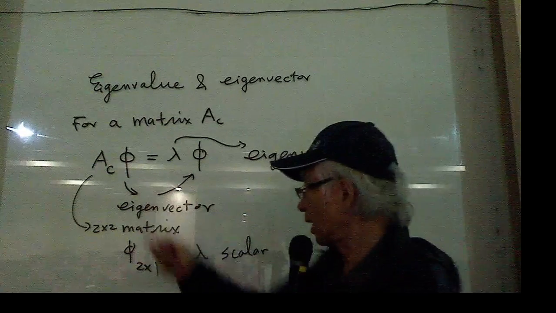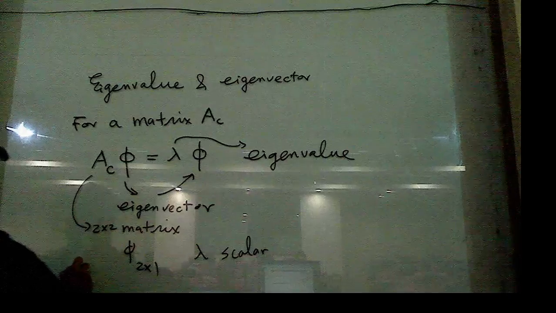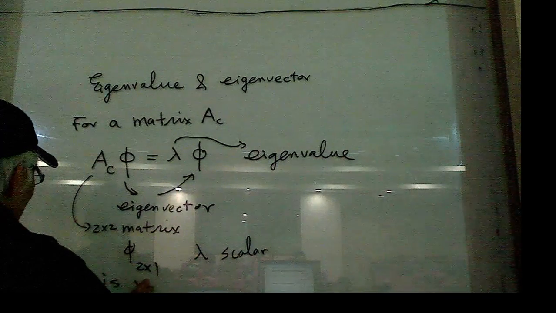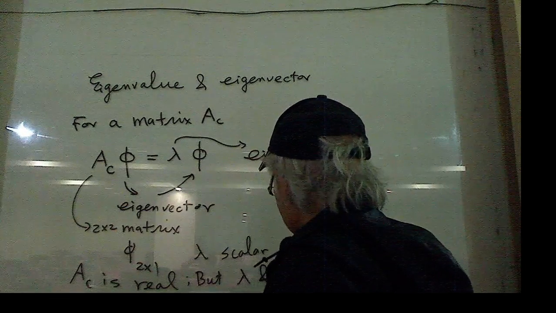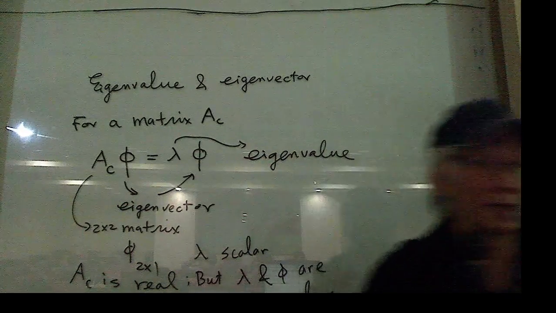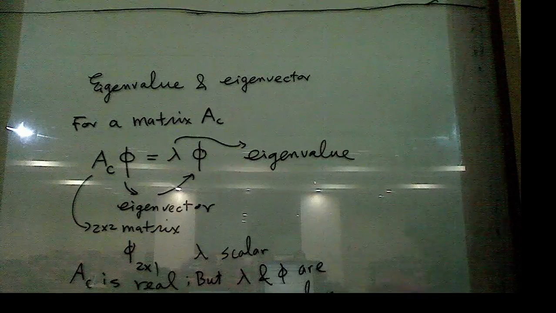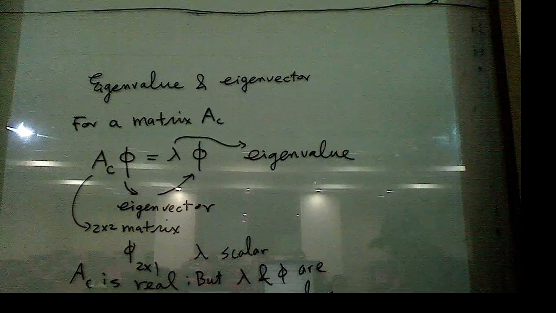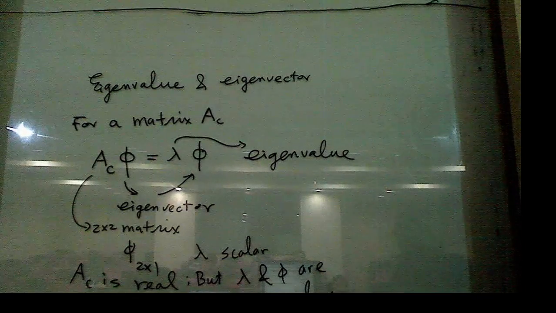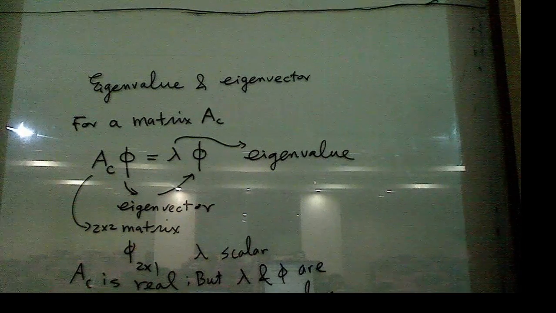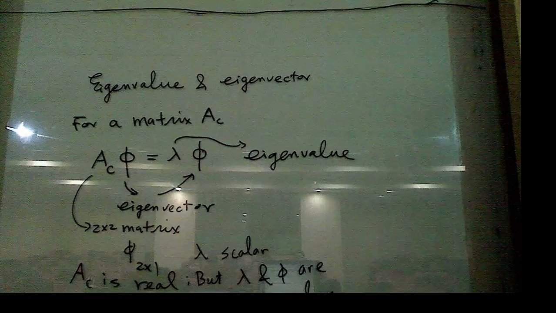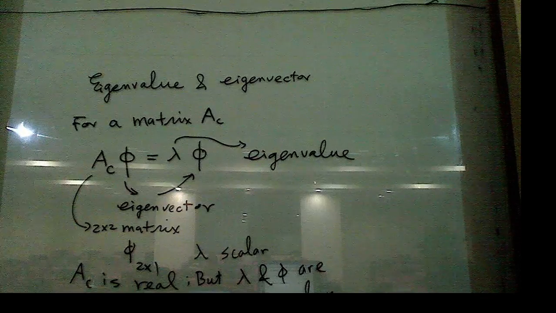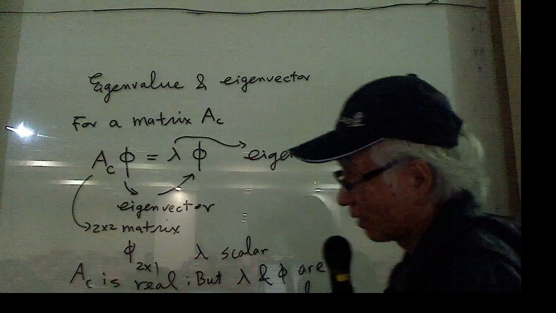Normally, A, in a real system, is real, but lambda and phi are complex. That's normal, in general. If the eigenvalue is complex, then the eigenvector is also complex. Do you understand now? Do you have any questions? No? That's the definition of eigenvalue and eigenvectors.